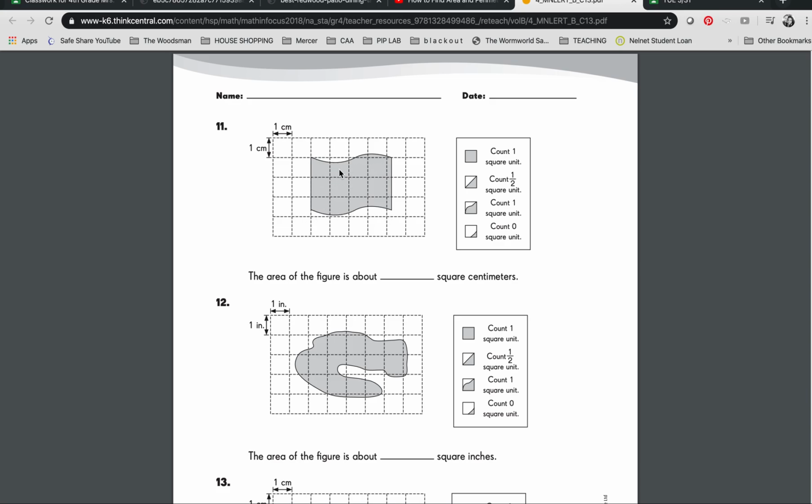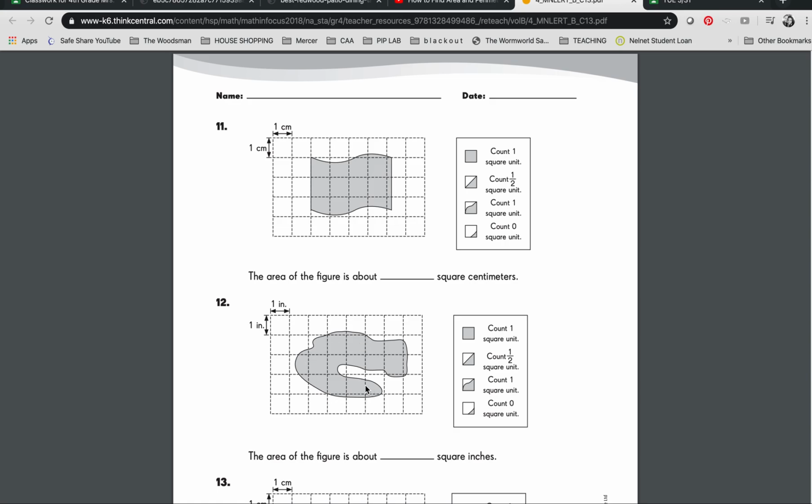So let's call this 1, 2, 3, 4, 5, 6, 7, 8. And let's call this 8.5, 9, 10, 10.5. We'll say 10 3/4 maybe even.